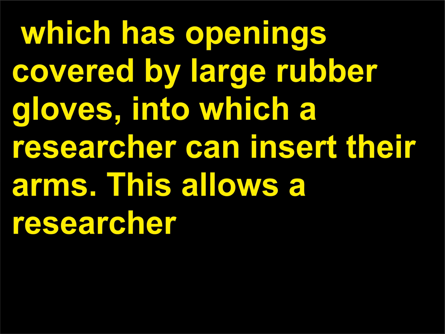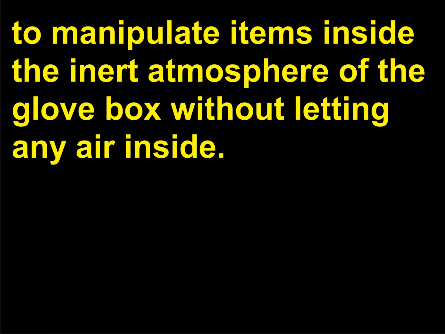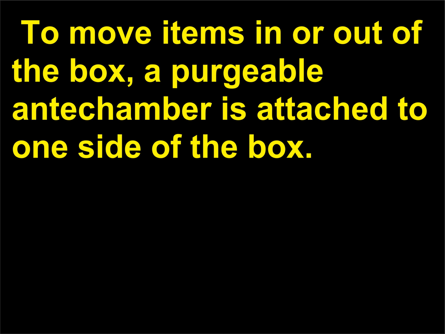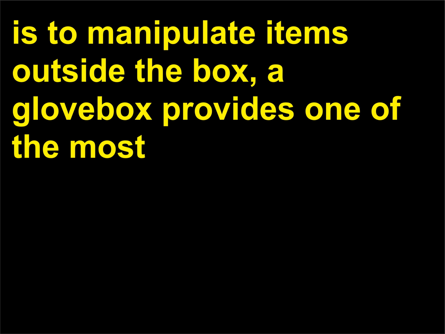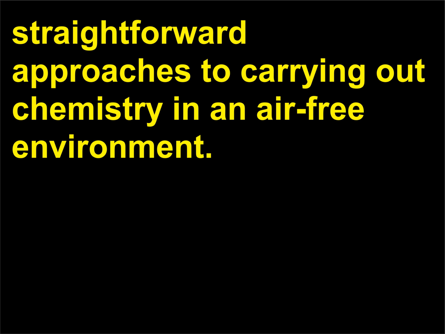This allows a researcher to manipulate items inside the inert atmosphere of the glove box without letting any air inside. To move items in or out of the box, a purgeable antechamber is attached to one side of the box. While it is certainly not as easy to manipulate items inside a glove box as it is to manipulate items outside the box, a glove box provides one of the most straightforward approaches to carrying out chemistry in an air-free environment.